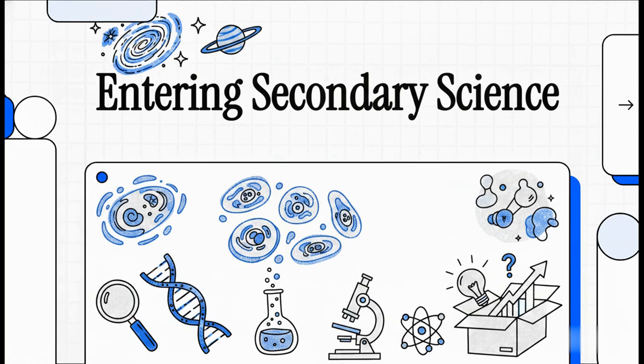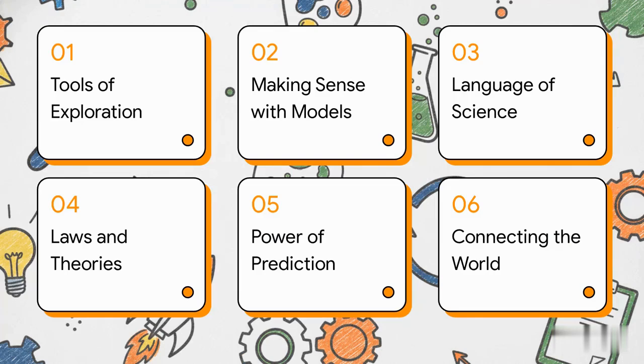Science actually gives us the ultimate toolkit, a reliable, systematic way to explore and really understand the universe we live in. So today we're going to unpack exactly what's inside that toolkit. Think of this as our literal explorer's map for today's journey. We'll be looking at the tools of exploration, making sense of things with models, the actual language of science, the difference between laws, theories, and principles, the power of prediction, and finally, connecting the scientific world. Okay, let's dive into this toolkit together.